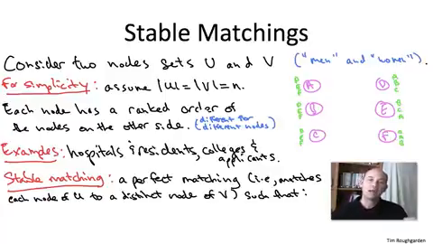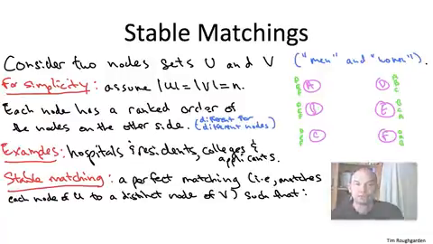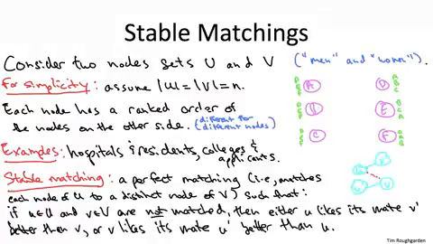Specifically, little u better strictly prefer who it is matched to, call that v prime, to this alternative v, or if that's not the case, it better be that little v strictly prefers the node it's matched to, call it u prime, compared to the alternative little u.